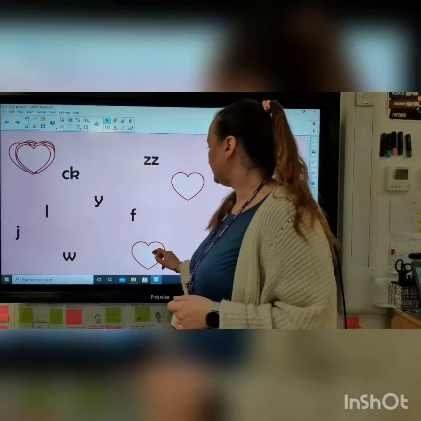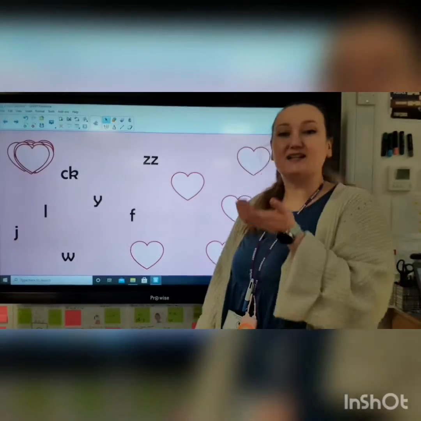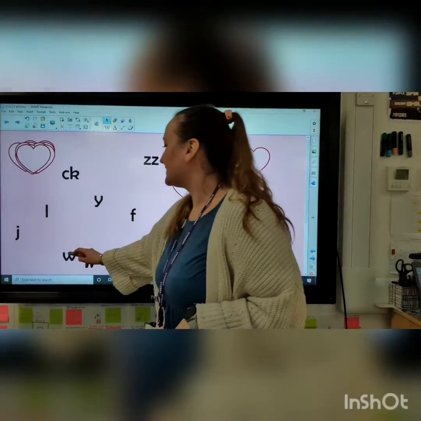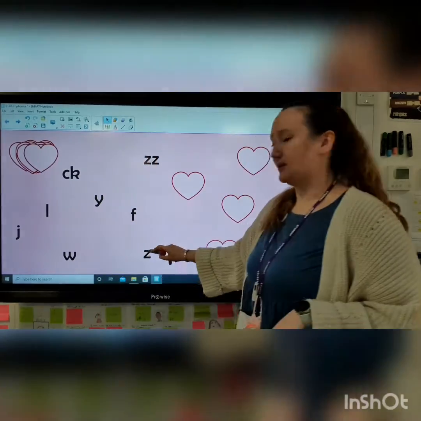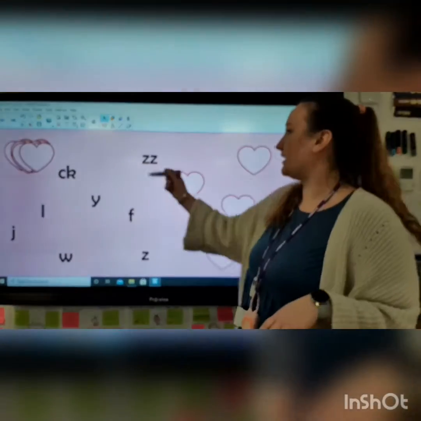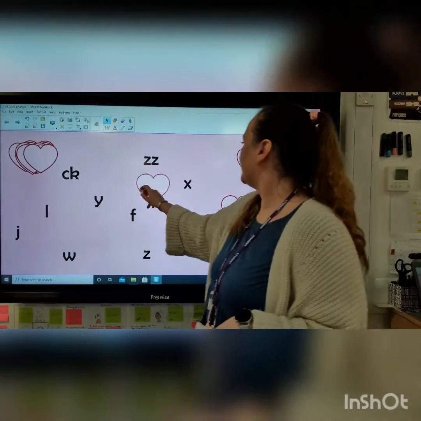Oh, sorry, no, I wasn't looking properly. It's not. It's w. So I saw that and I thought it was w. It's not. So this one is also z. Okay, so we have the digraph zz and the phoneme on its own z.